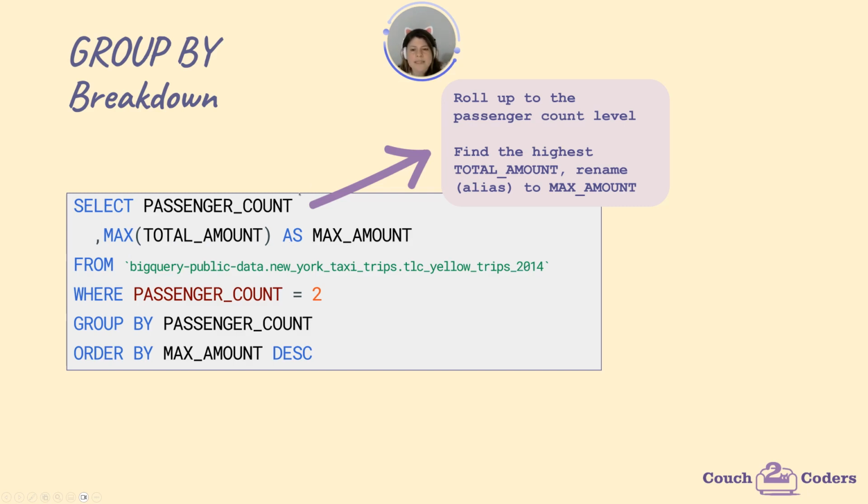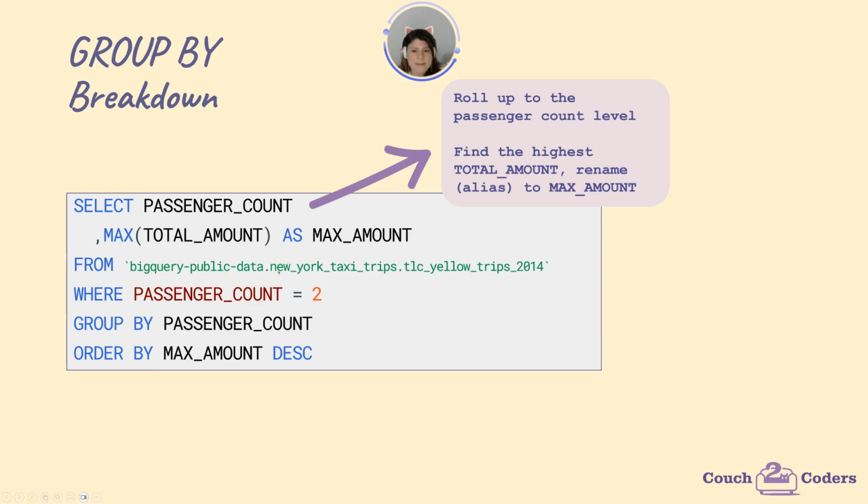So what this means is that we're rolling up to the passenger count level. This would be the same thing as the owner email in our previous example. We want to find the max or the highest of the total amount. And this as, you're like, what is this? This we're just renaming, and we can call this whatever we want. We could say as M, as max, as maxi, whatever you want. This is just so that we know, okay, we were looking at the total amount before, now we're going to have it at the max, the highest amount.